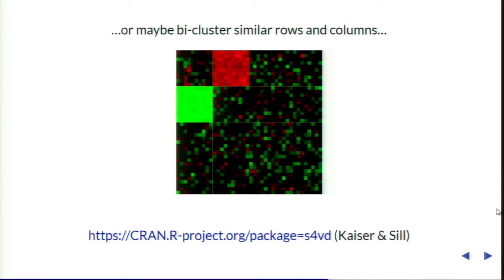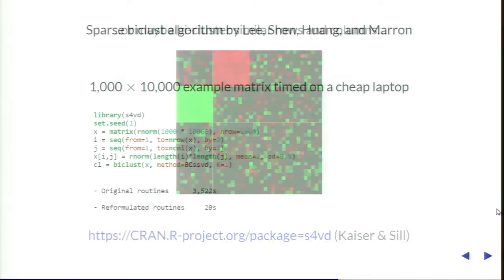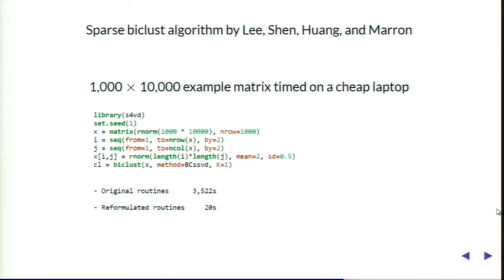A really interesting algorithm that came out of UNC about a decade ago talks about bi-clustering data, which is where you permute the columns and rows of a matrix to group similar rows and similar columns together in a checkerboard pattern. And there are many algorithms that do this kind of thing. In R, there's a bi-clustering package called biclust, and there was a modular package for that by Kaiser and Sill that implemented this UNC algorithm of Lee and Marin and Shen.